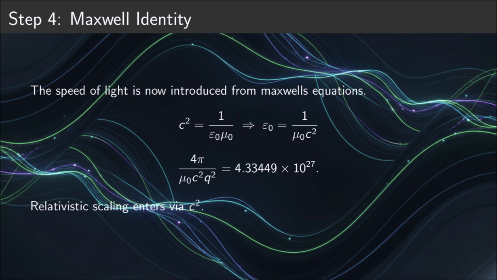Step 4. Maxwell identity. The speed of light, c, is now introduced from Maxwell's equations. c squared equals 1 divided by epsilon naught times mu naught, which implies that epsilon naught equals 1 divided by mu naught times c squared. Then 4 pi divided by mu naught times c squared times q squared equals approximately 4.33449 times 10 to the 27. Relativistic scaling enters via c squared.